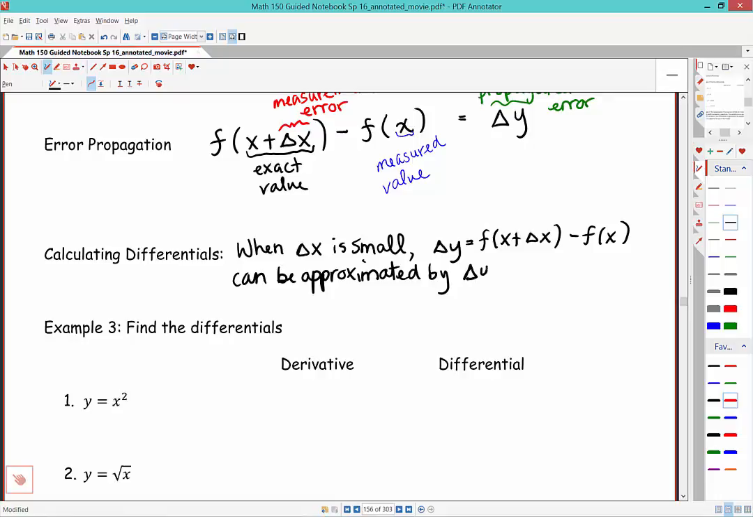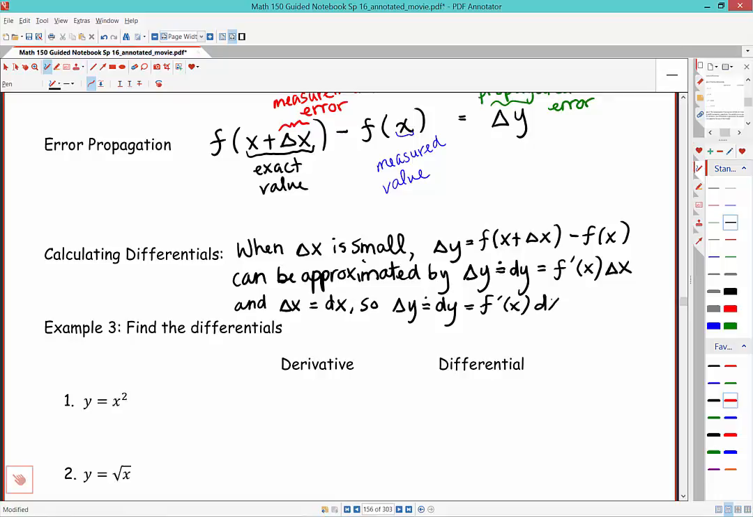by delta y, which is approximately equal to dy, which is f prime at x times delta x. Now delta x is approximated by dx, so delta y is approximately dy, which is f prime at x times dx.